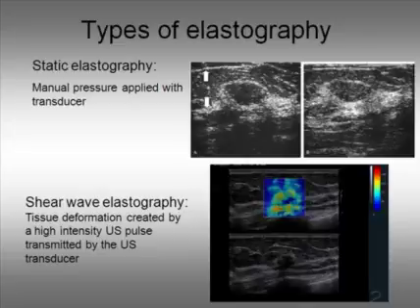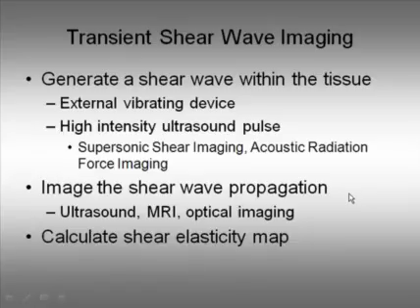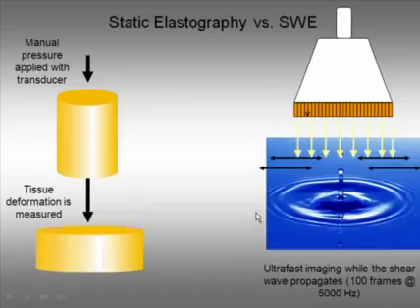And when you activate the elastography mode, a high-intensity ultrasound pulse is transmitted into the breast by the transducer itself. And then in real time, a color map of tissue stiffness is generated. So the shear wave is generated within the tissue, utilizing a high-intensity ultrasound pulse, and then the resulting shear waves are imaged, and an elasticity map is generated.